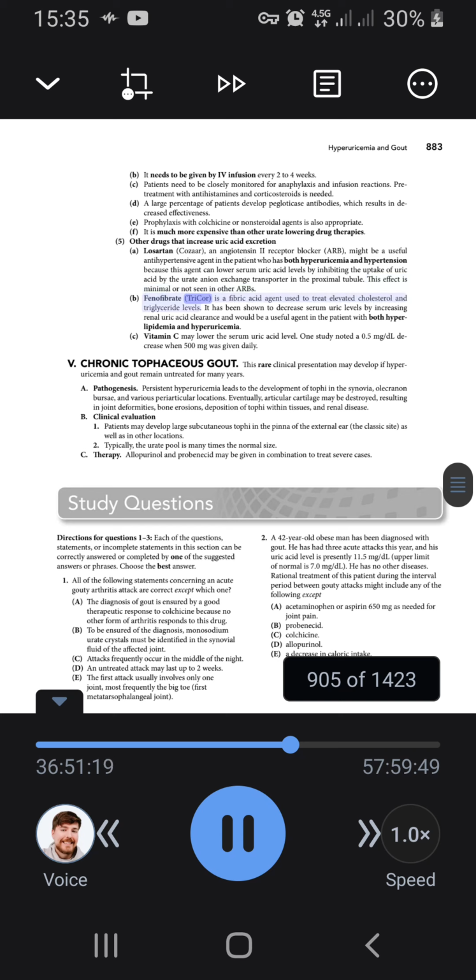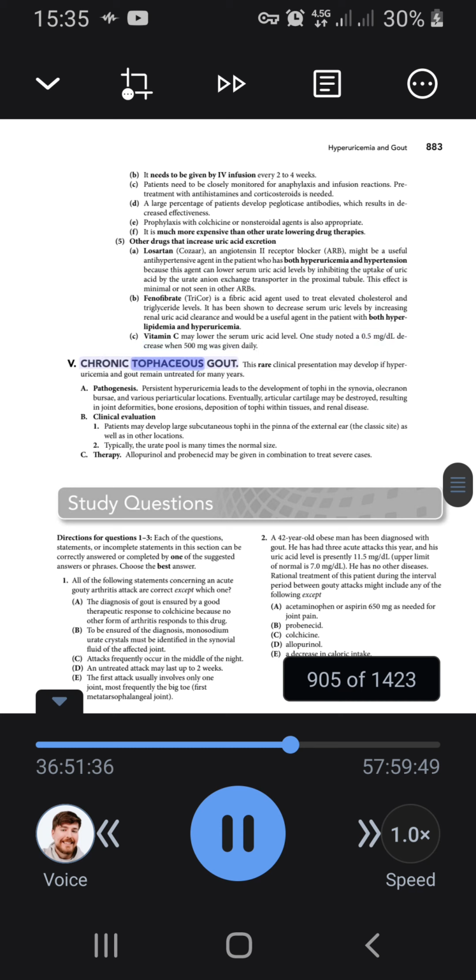Fenofibrate (Tricor) is a fibric acid agent used to treat elevated cholesterol and triglyceride levels. It has been shown to decrease serum uric acid levels by increasing renal uric acid clearance, and would be a useful agent in the patient with both hyperlipidemia and hyperuricemia. C. Vitamin C may lower the serum uric acid level. One study noted a 0.5 mg/dL decrease when 500 mg was given daily.